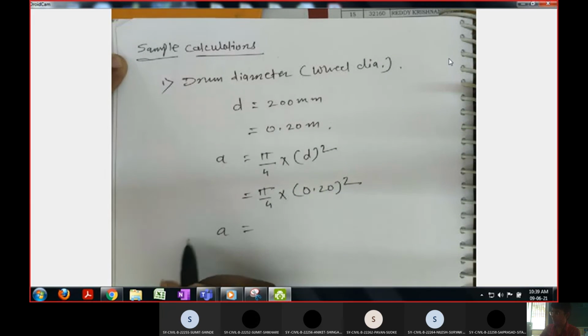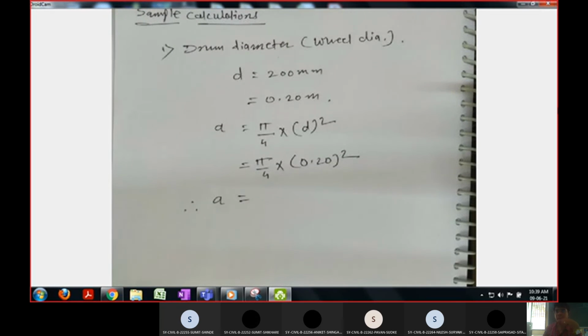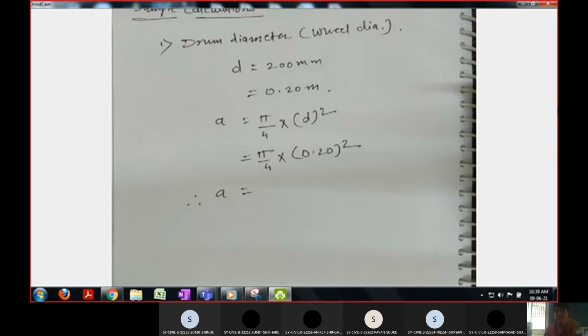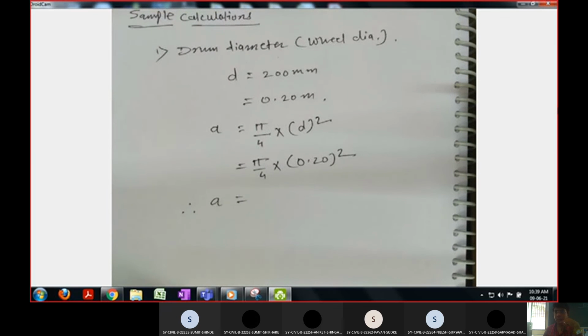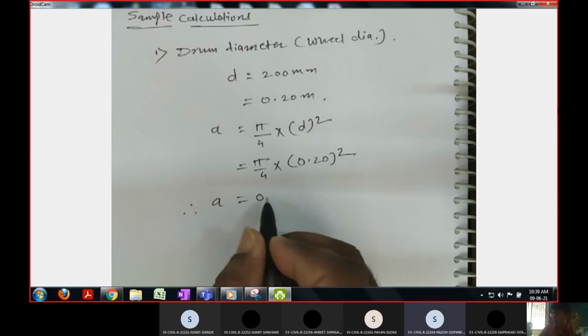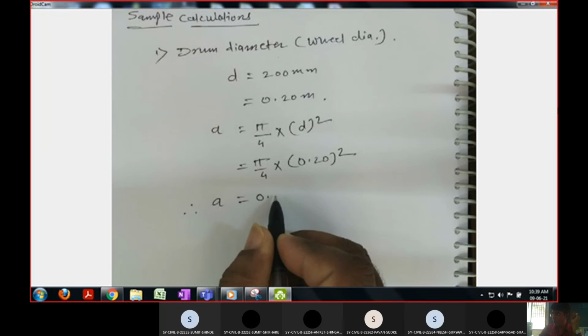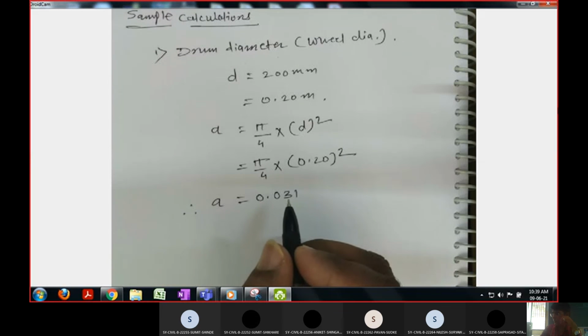What should be the area now? Calculate immediately by your calculator. What is the area? 0.031.